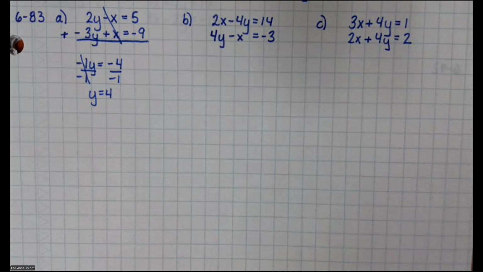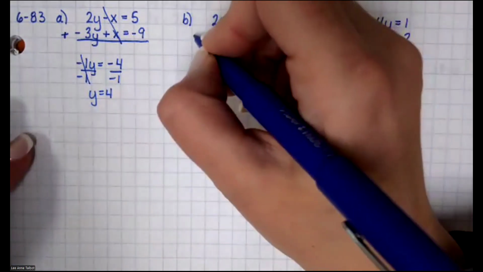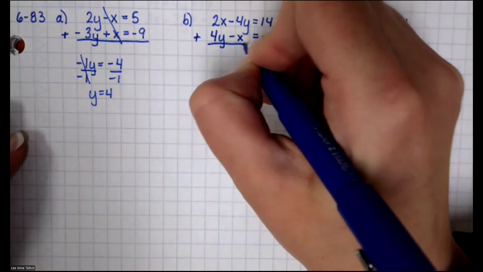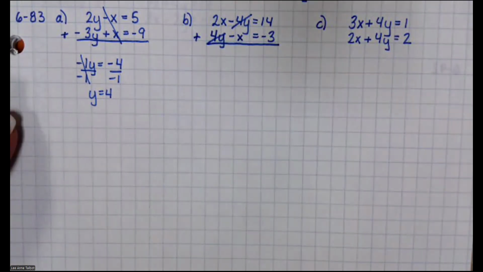Yes, correct. The x's and y's are not aligned, but what do you notice about the y's? They're opposites. So I can still add. I just have to eliminate diagonally.